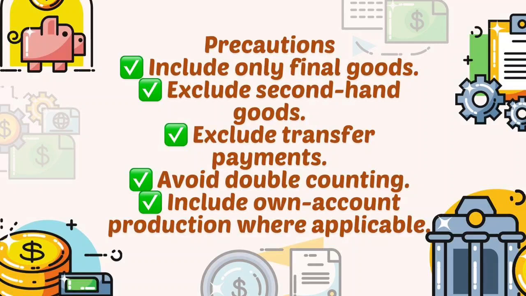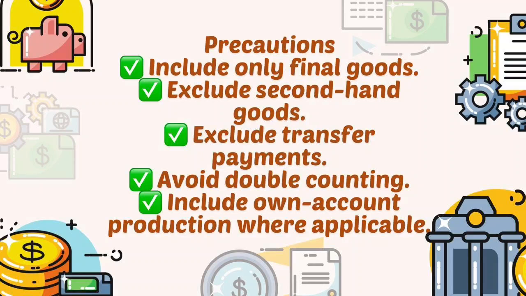So the memory trick is to remember the word FSTD. F. Final goods only. S. Second-hand goods excluded. T. Transfer payment excluded. D. Double counting avoided. S. Self-consumption included. If you remember this trick, FSTD, you will recall all major precautions during the examination.